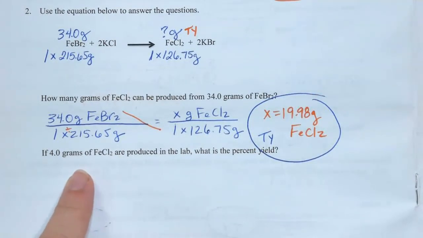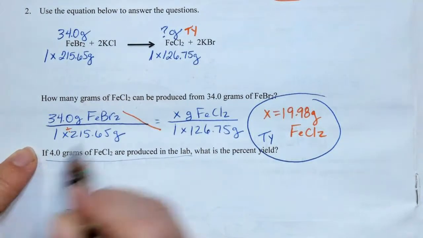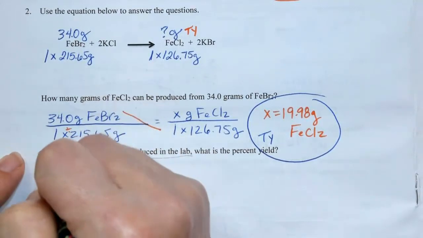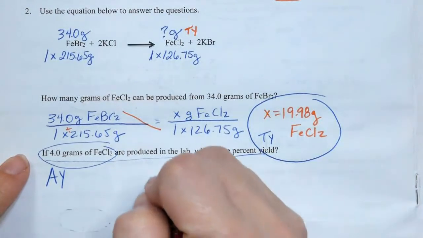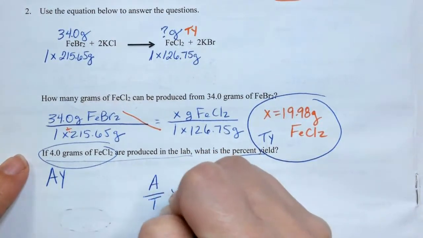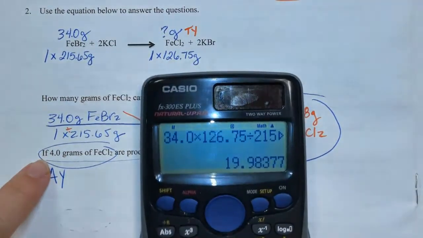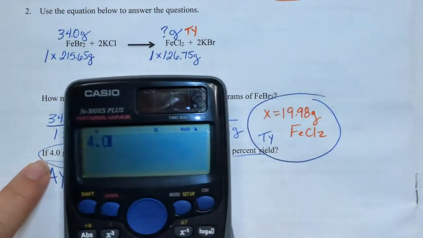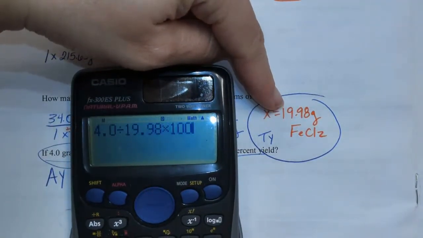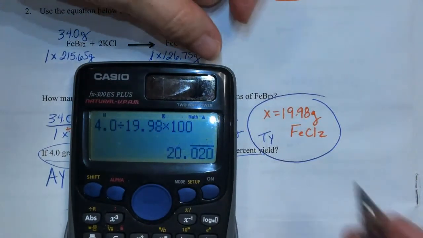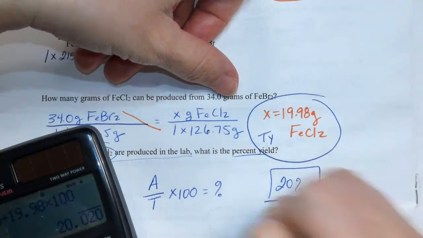Now, if 4 grams of FeCl2 are produced in the lab, that means that this value is the actual yield. And they're asking what is the percent. So remember that it's actual over theoretical times 100 equals the percent. So my actual is 4.0 grams divided by this theoretical that I calculated times 100, and that's going to get me my percentage of 20%. So this answer is 20%.